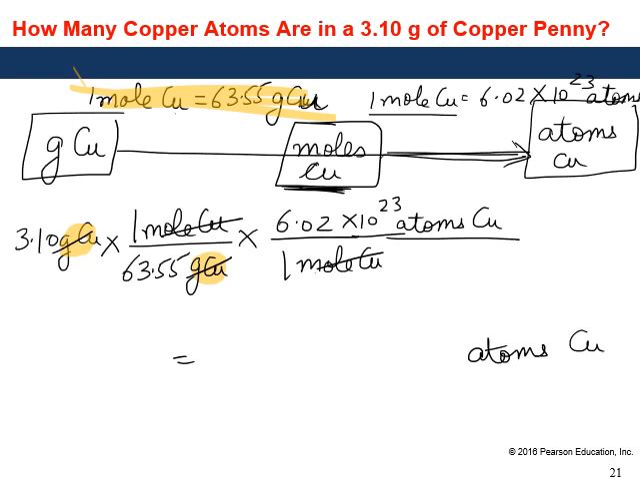What will you plug in? 3.10 multiply by 1 multiply by 6.02 times 10 raised to power 23. Get your answer, then divide it by 63.55. Now again, this is 3 sig figs. This is 4 sig figs. This is a counted number, so I don't care. So the least should be 3 sig figs. So if you plug this in, you should get 2.94 times 10 raised to power 22 atoms of copper.